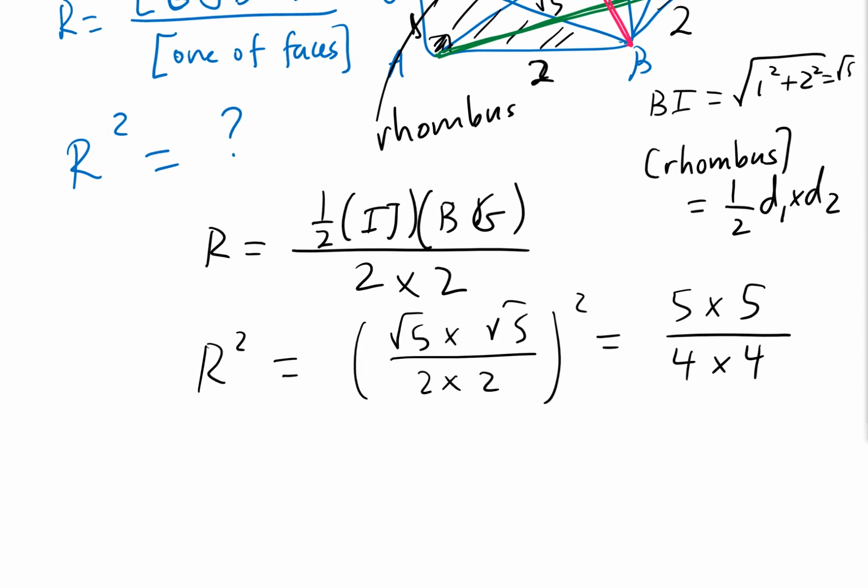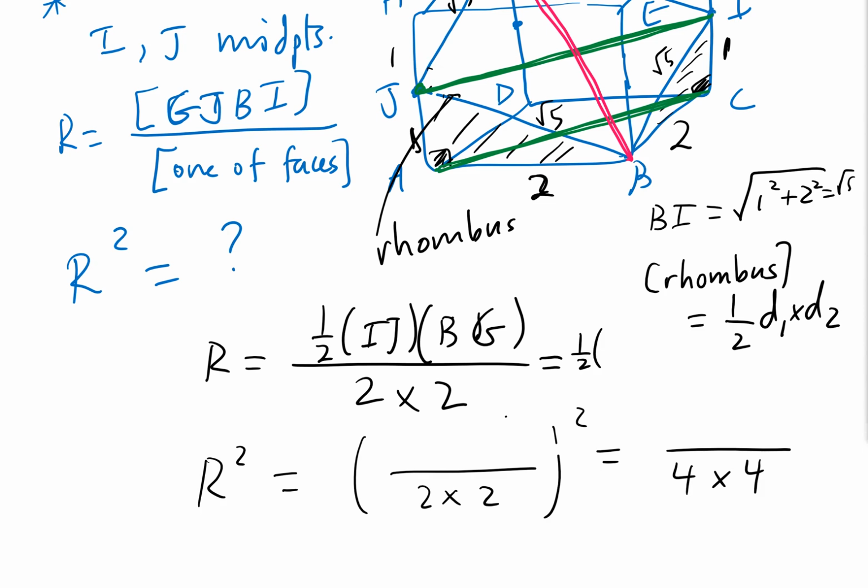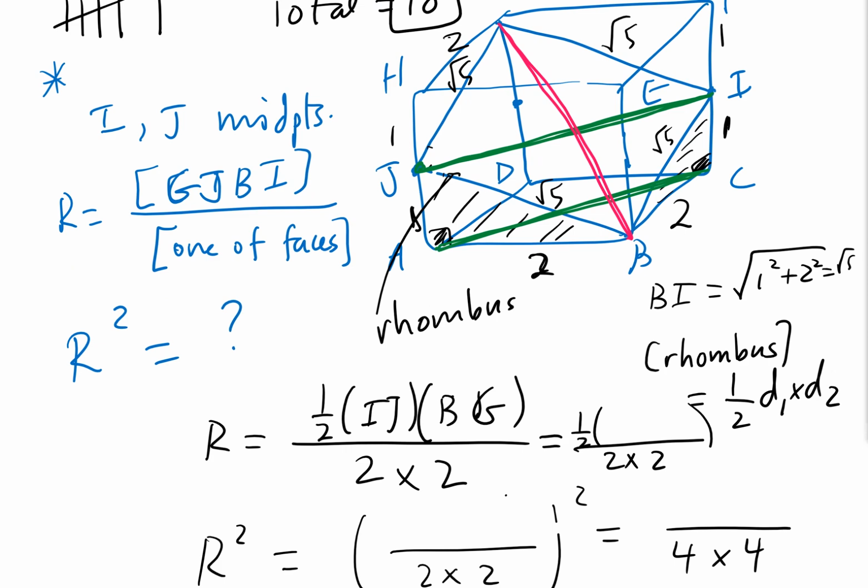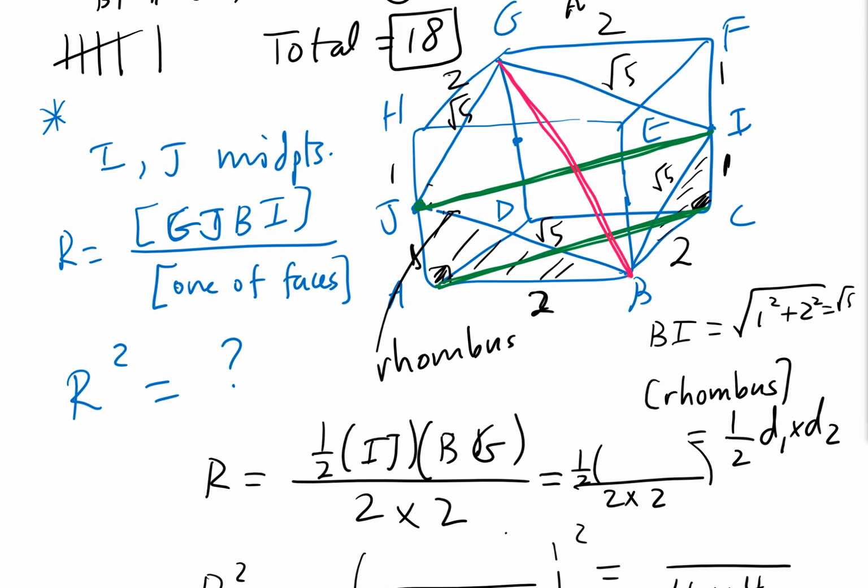So what does that give us? It's not going to be square root of 5. It equals 1/2 times IJ, which is the same as AC. And AC, how do you find AC? In this triangle down here, by the Pythagorean theorem, AC is the square root of 2 squared plus 2 squared. 4 plus 4, 8. So it's the square root of 8.